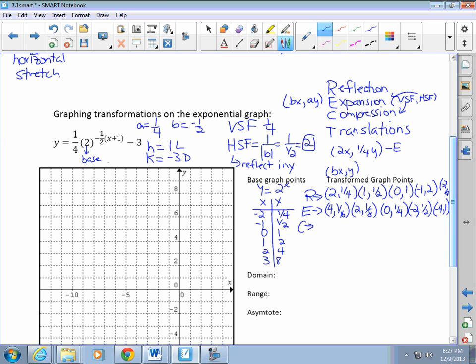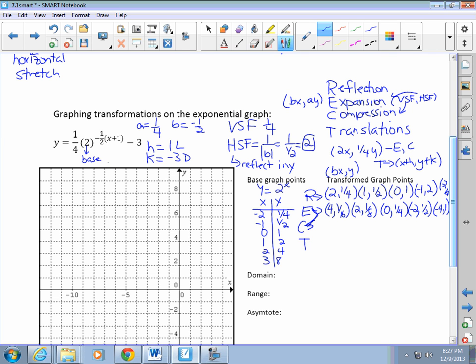So my compressions then are the x plus h. Sorry, I did these together. Expansion and compression are done together because they're the vertical stretch factor and the horizontal stretch factor. So those are taken care of together. And then my t is my translation. So the translation then is x plus your h value and y plus the k value.